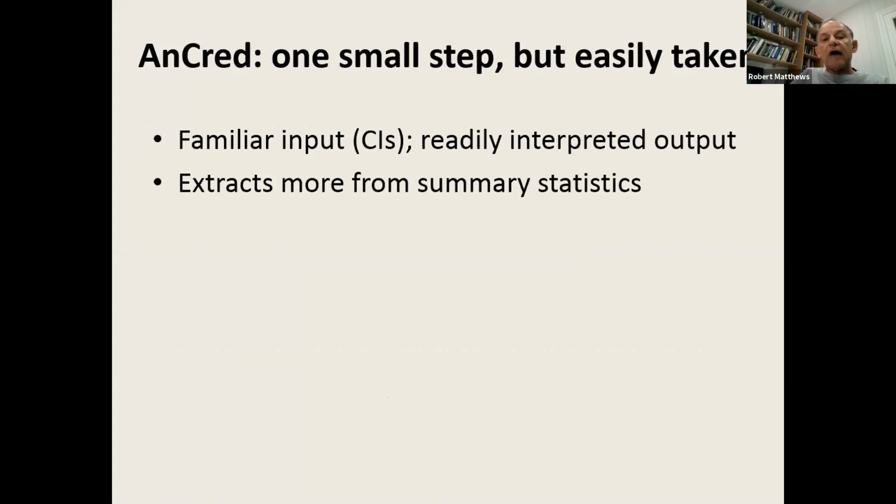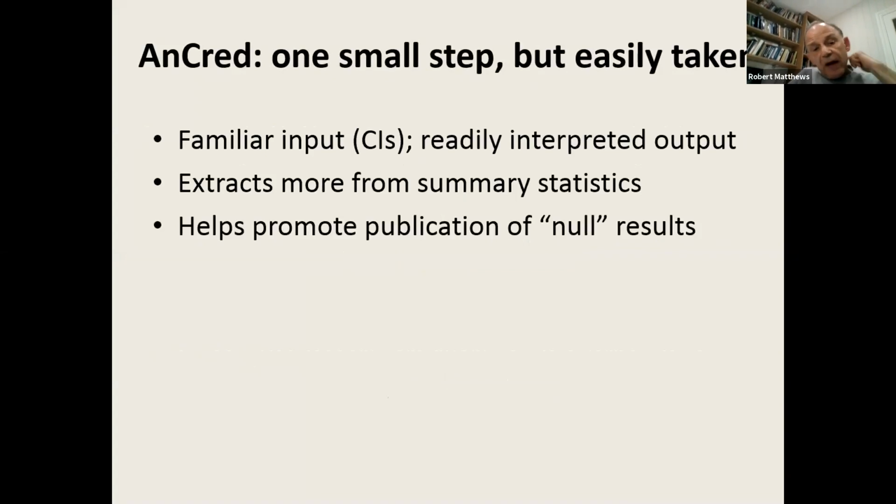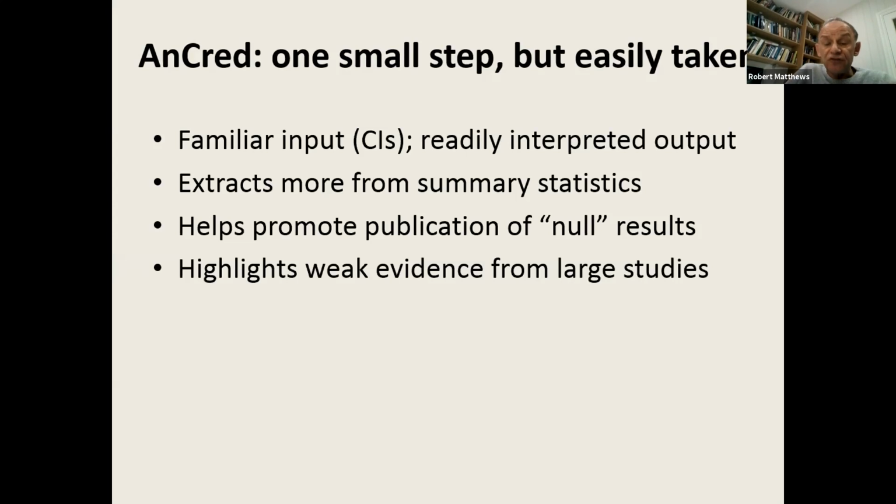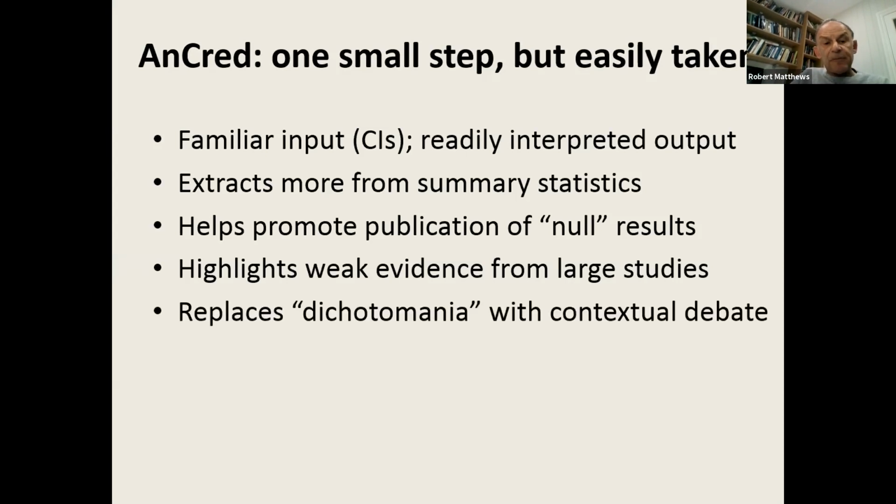It extracts more from summary statistics. And it also helps promote the publication of non-statistically significant null results. Because it rescues a lot of them, saying, well, it might be non-significant, but all it does is put the advocates of an effect in a bit of a tighter corner. And you can actually quantify how tight a corner they've been put into by the new evidence. It highlights weak evidence from large studies, stops us being fooled by that, and it replaces dichotomy with contextual debate. The level of prior evidence we need to have to be able to stand up a finding.